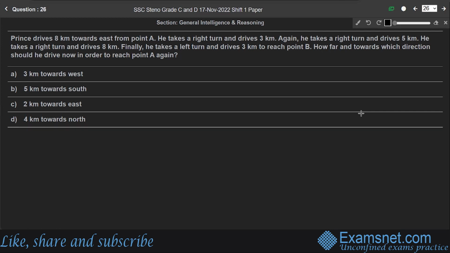So let us consider the directions first. North, east, east, south, and west. So the prince drives 8 kilometers towards east from point A. So we'll consider a point A somewhere here. Towards east, 8 kilometer he drives. He takes a right turn. Right turn means towards the south. He takes a right turn and drives 3 kilometer.